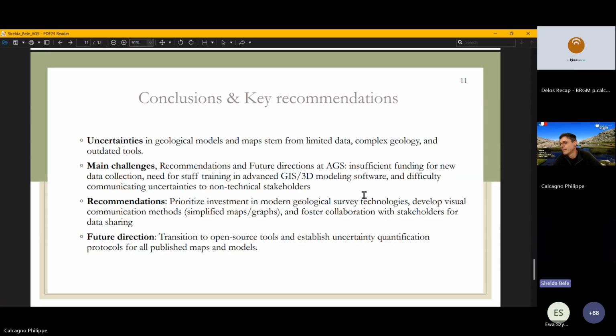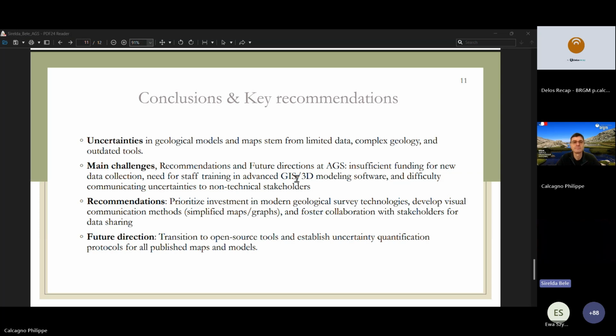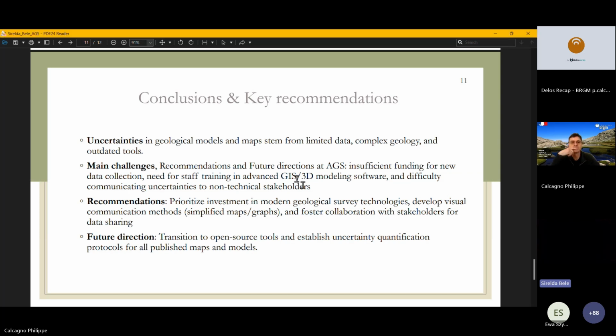Conclusion, key recommendation. In conclusion, uncertainties in geological models and maps mainly arise from limited data, complex geological conditions, and outdated tools. To address these challenges, several steps are recommended. First, investment in modern geological survey technology. Second, training staff in advanced GIS and 3D modeling software. Third, improving communication methods with stakeholders through simplified visual representation.